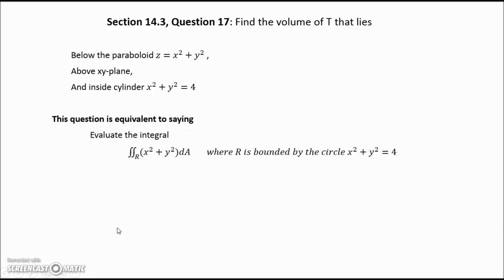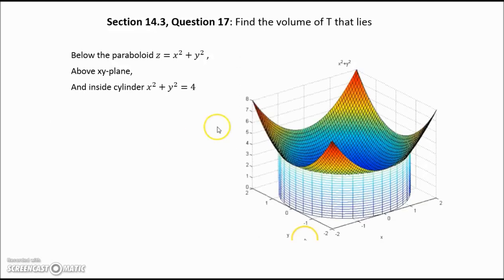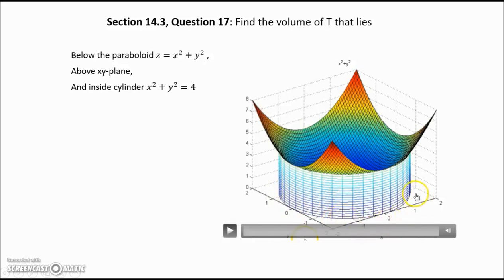I'd like to make it clear that this question is equivalent to saying: find the integral of the function x squared plus y squared, which was the paraboloid, over the region R, where R is bounded by the circle x squared plus y squared = 4. I'm saying this because the question could come this way and you need to go the other way around. So find the volume under x squared plus y squared, within the circle x squared plus y squared = 4.